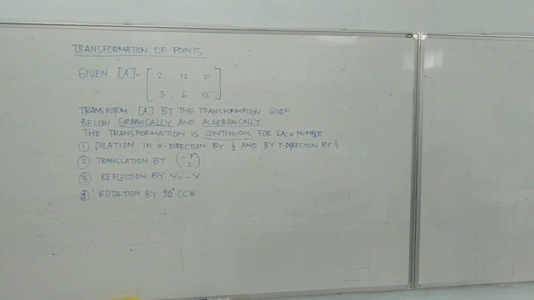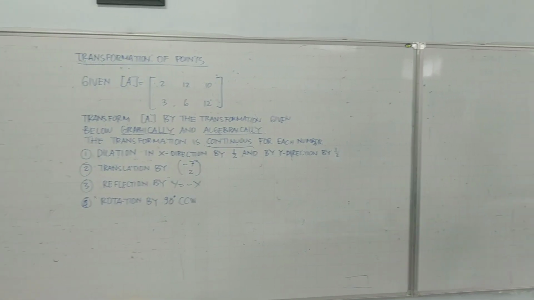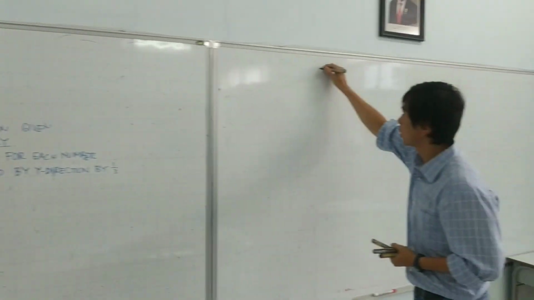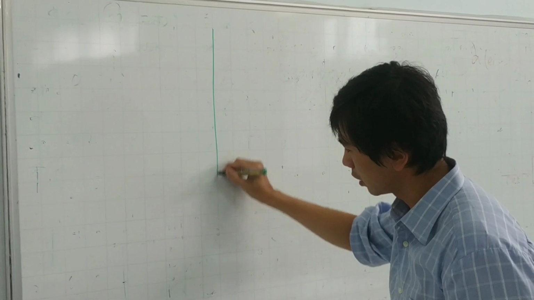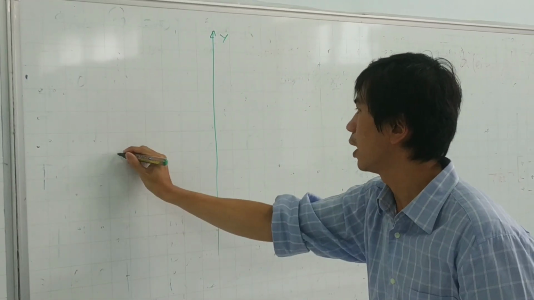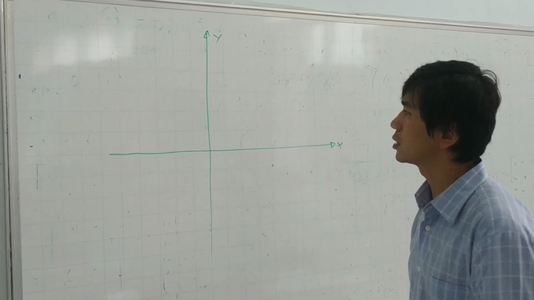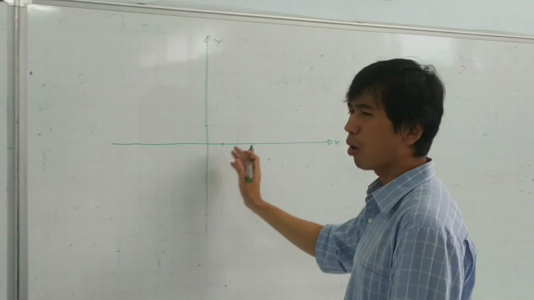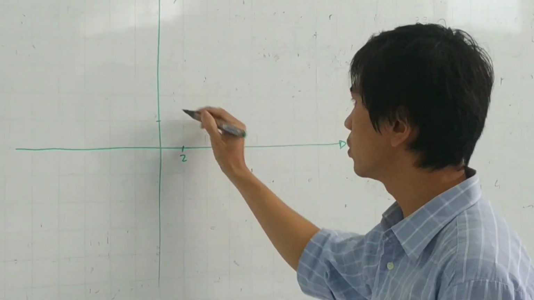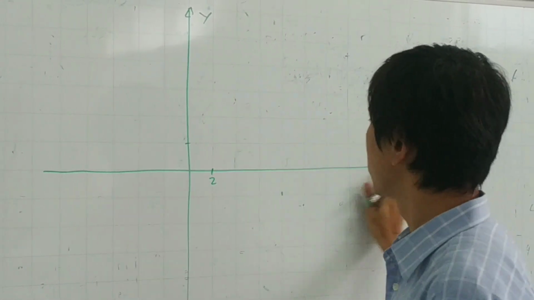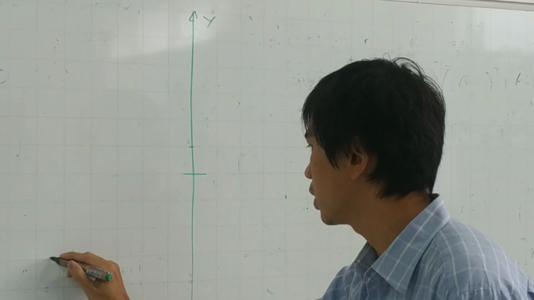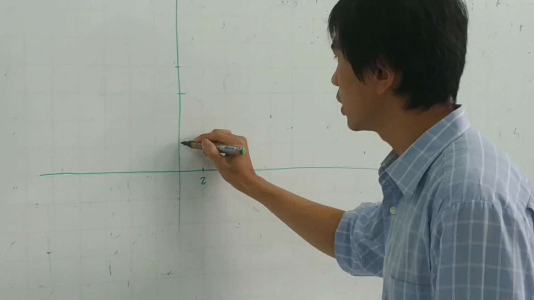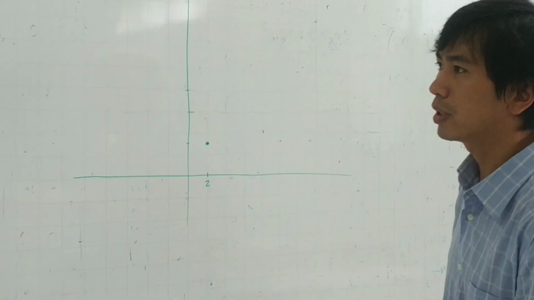Given A: (2, 3), (12, 6), and (10, 12). I'm going to draw this first, so you will know that we are going to do this graphically. This is the Y axis, and this is the X axis. Each box represents 2 units. So you have (2, 3) over here.